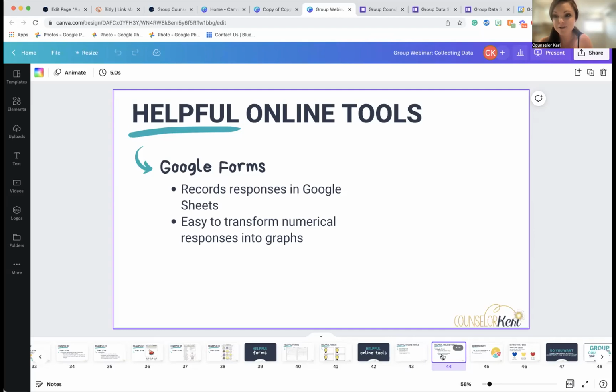All of the responses that your students give can be collected in a Google Sheets form, which just makes it so much easier to highlight data and create a graph, right? You can just do it on your own. You don't have to use any other tools to make your data.